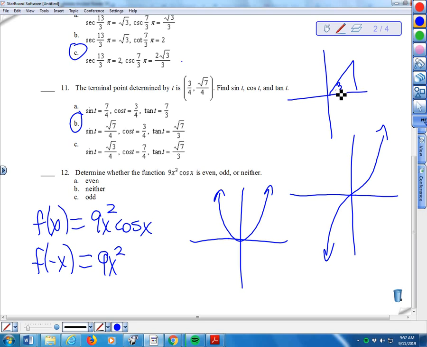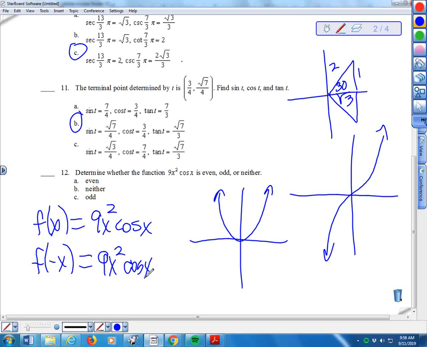Okay, cosine of 30 is square root of 3 over 2. What's cosine of negative 30? Well, that puts it in this quadrant, but do you notice that x in the first and the fourth quadrant are both positive? So cosine of negative 30 will also be square root of 3 over 2. So this will stay the same when I put negative x, so it's even, because you get exactly the same thing you started with when you put a negative x in. Does that make sense?